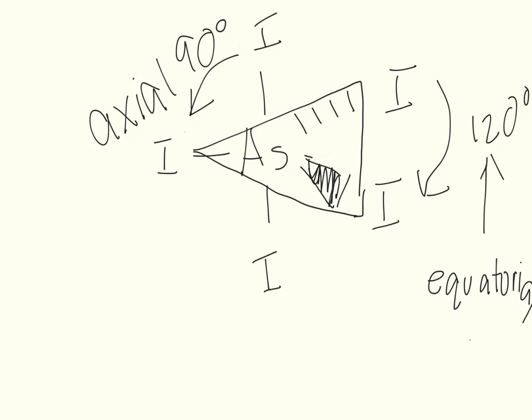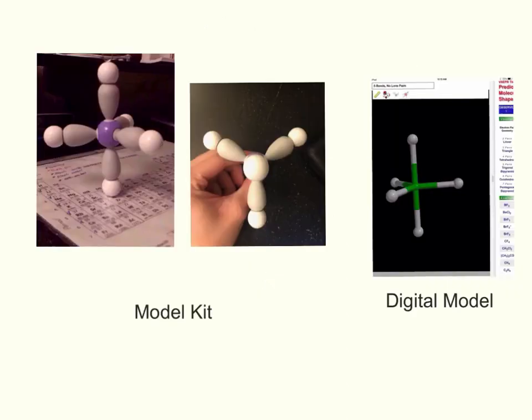Alright, in the next clip, I'm going to show you a model kit that can help you see the axial angle a lot better, the equatorial angle a lot better, and can also help you see the trigonal shape of the molecular geometry. Alright, so here are the model kits. Let me label them first.